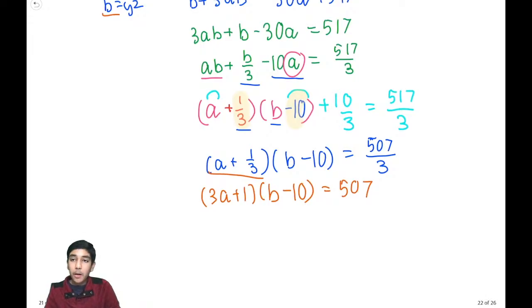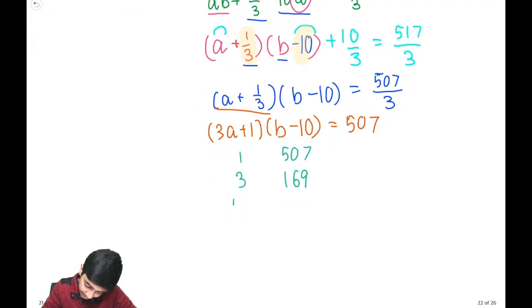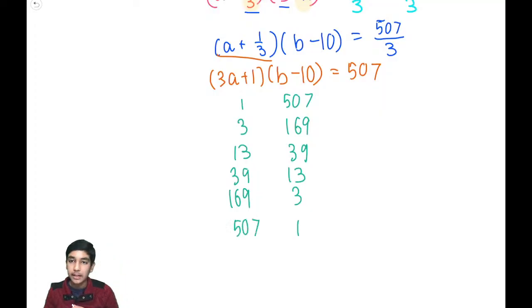And now let's look at the different possible factors. The different possible factors are going to be 1 and 507, 3 and 169, 13 and 39, 39 and 13, 169 and 3, and 507 and 1. So these are the different possibilities, right?